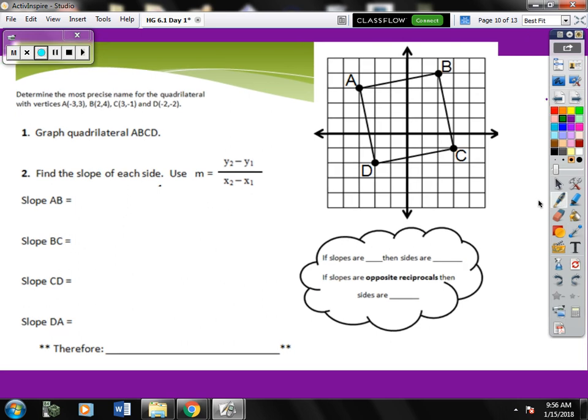All right, so first thing we're going to do is find the slope of each side to determine, is it a parallelogram? Is it a trapezoid? We only have one pair of parallel sides. So remember, slope, if they're parallel, they'll have the same slope. If they're perpendicular, what do we know about the slopes of perpendicular segments? Opposite reciprocals.